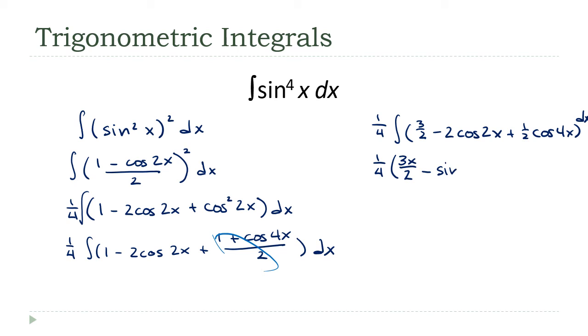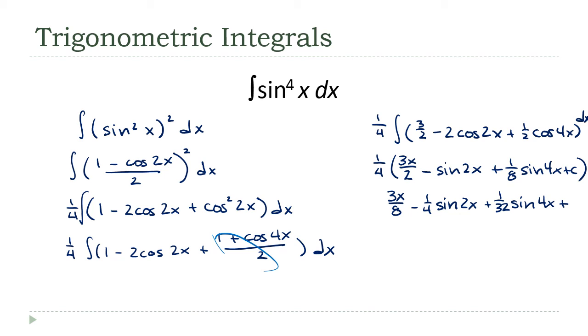Minus sine 2x plus 1/8 sine 4x plus a constant. That's kind of it. It'd be a little cleaner if we distributed that 1/4 in there. So we can make this 3x over 8 minus 1/4 sine 2x plus 1/32 sine, whoops, this is a sine 4x here, not 2x, sine 4x plus 1/4 c.